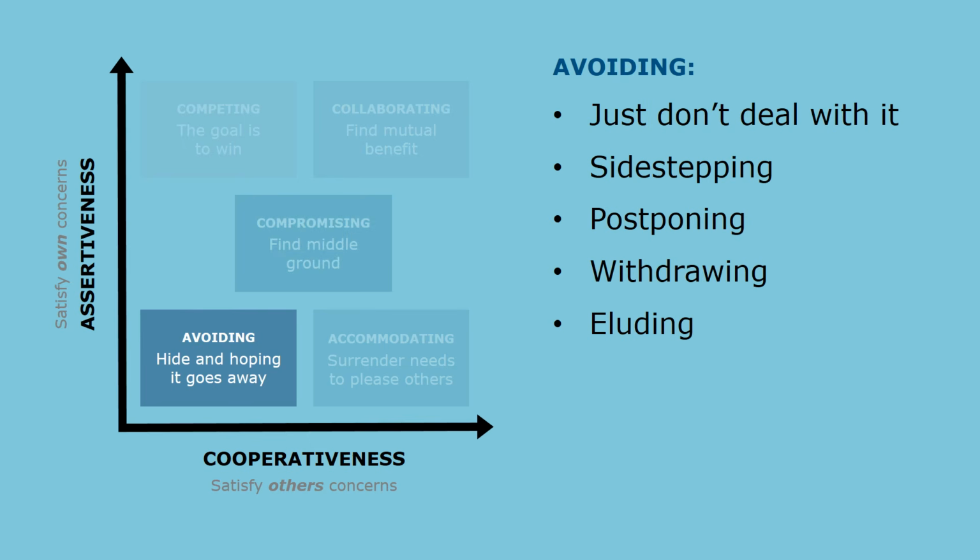The avoiding mode is at the bottom left of the model, which means an individual takes an unassertive and uncooperative approach to conflict and they just don't deal with it. Avoiding might take the form of diplomatically sidestepping an issue, postponing an issue until a better time, or simply withdrawing from a threatening situation. Thus, he or she does not deal with the conflict.